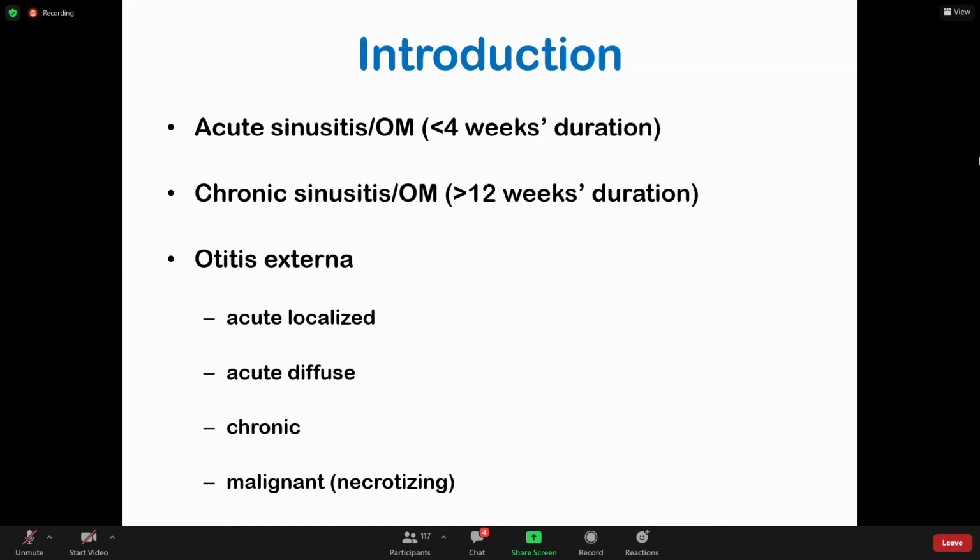or the reason why this is particularly important to note is that it tends to occur in diabetic patients, particularly those who have poor control of the blood glucose. Malignant otitis externa can be seen in there.